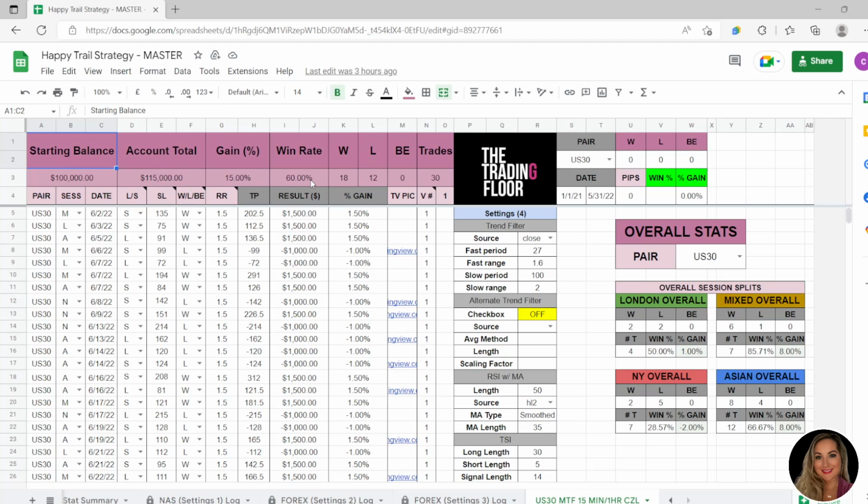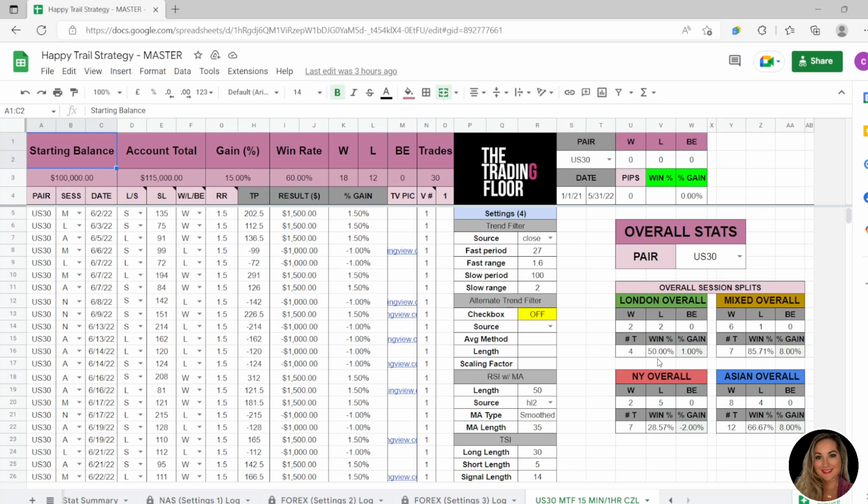You had a 60% overall win rate. 18 wins, 12 losses. We don't have any break-evens in this strategy. There were 30 total trades for the month of June for all of the sessions that actually met the criteria that would have been tradable. This is really all you guys need to care about. Beyond that is just the sessions.